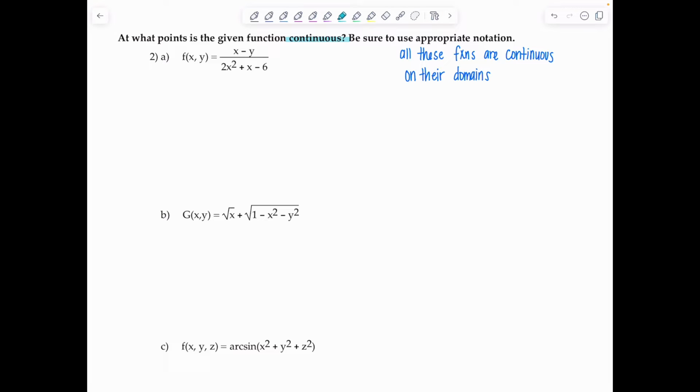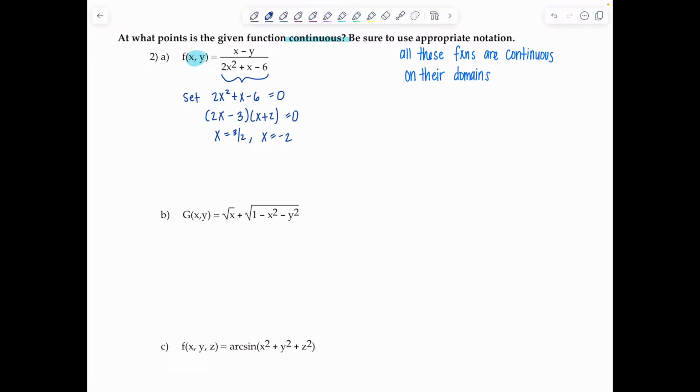So 2a: f of x, y is x minus y over 2x squared plus x minus 6. If you look here, this is a rational function. I know the domain of a rational function includes all values for, in this case, x and y, such that the denominator is not 0. So let's see what we need to restrict from the domain. I'm going to set 2x squared plus x minus 6 equal to 0. Now this factors into 2x minus 3 and x plus 2. So I can see my restrictions would be x equaling 3/2 and negative 2.